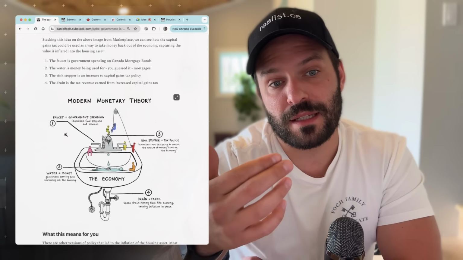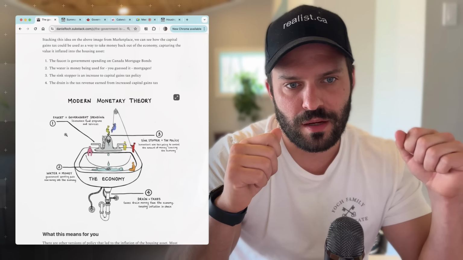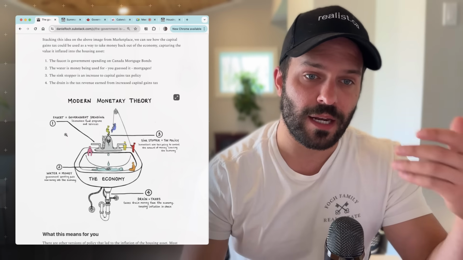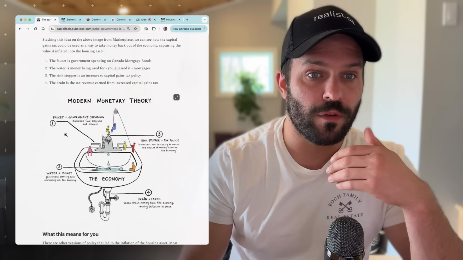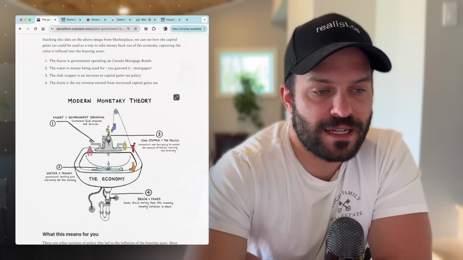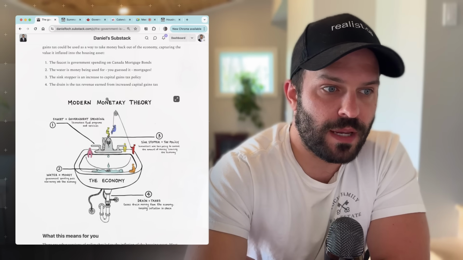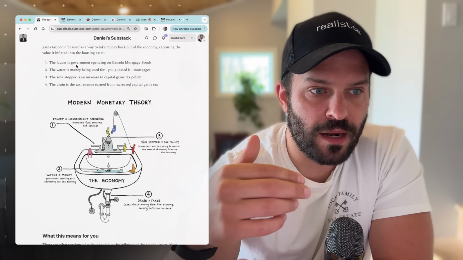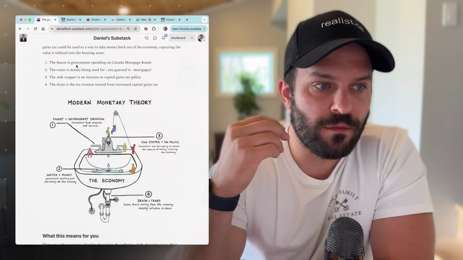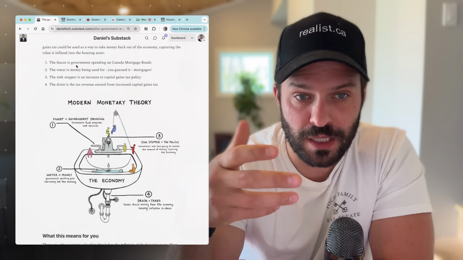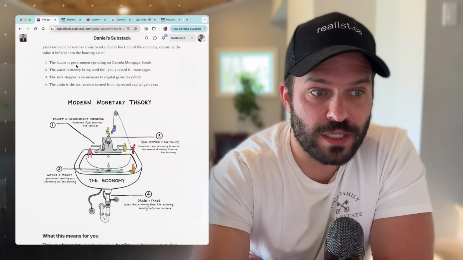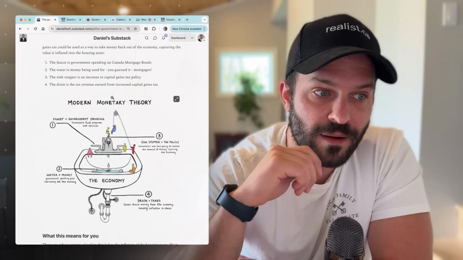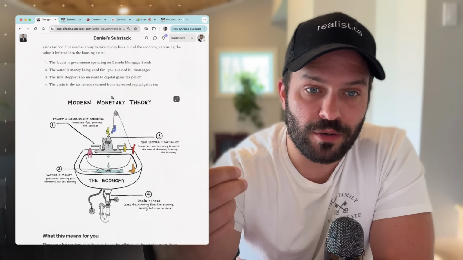And this is an interesting one. That taxation piece is interesting, and the demand is interesting because we are at risk of the Canadian dollar being devalued against the US dollar if the Bank of Canada cuts before the Federal Reserve. So stacking this tax idea on top of the visual that we had from marketplace.org, we have the faucet, which is the government of Canada spending on mortgage bonds. We have the water, which is the money being used for mortgages. We have the sink stopper, which is an increase to the capital gains policy. So that's you moving the drain. And then the drain itself is the tax revenue earned from increased capital gains tax.